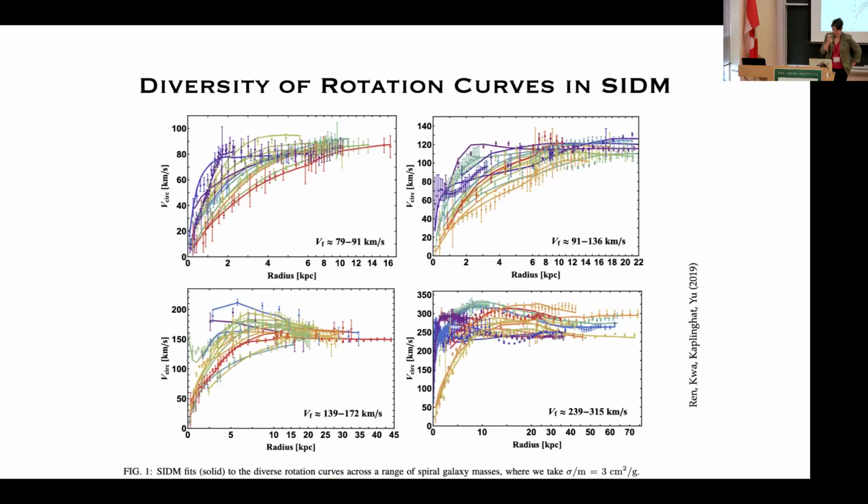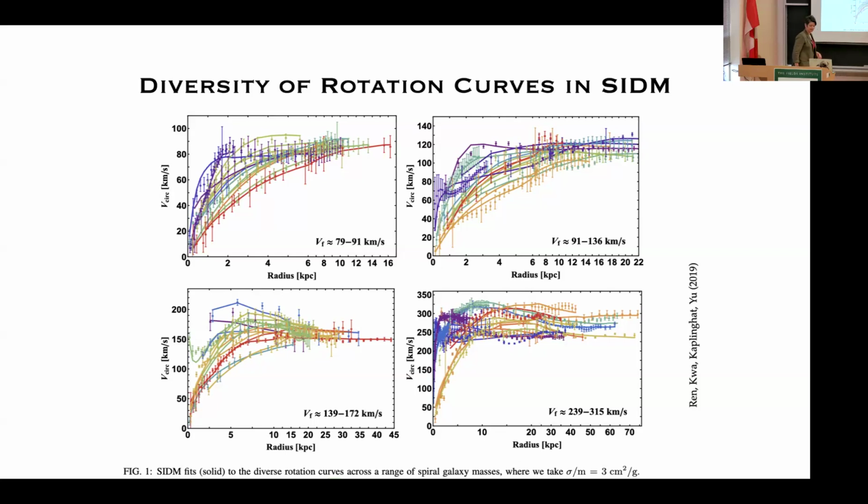Okay. And so this, of course, is where a lot of people have invoked SIDM to solve this problem. So baryonic physics doesn't seem to be able to do it. And so this is a lovely result from Ren et al., where all of the data, right? So there are points on here with error bars. Those are coming from the SPARC galaxies. But every line is a fit to those rotation curves, assuming that these galaxies are dominated by self-interacting dark matter, right? And so they've used a constant cross-section of 3 centimeters squared per gram.